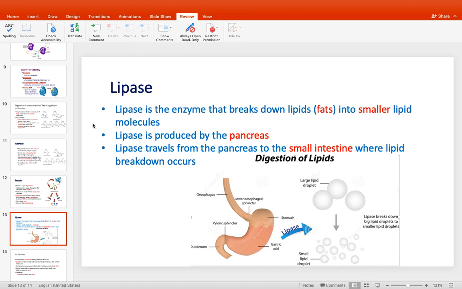Lipase breaks down lipids into smaller lipid molecules called triglycerides. The pancreas produces lipase, which travels to the small intestine for lipid digestion.